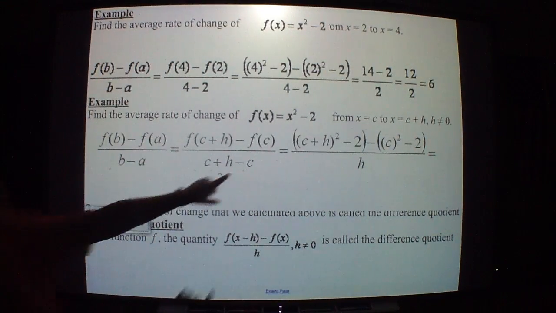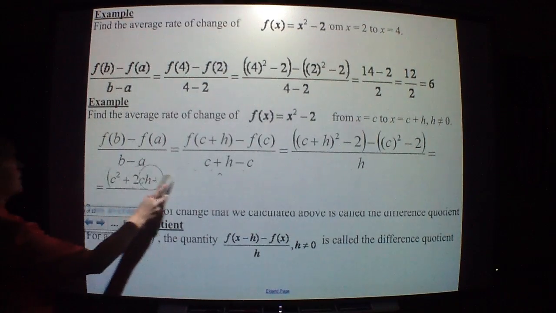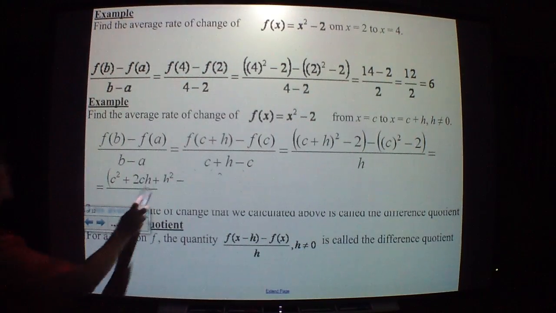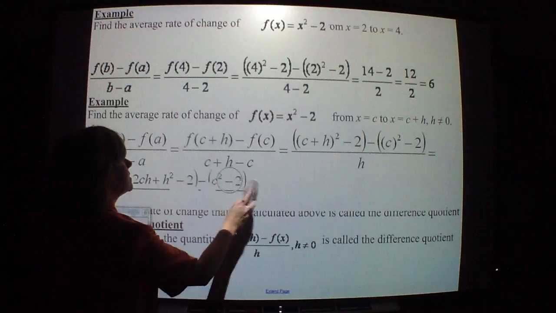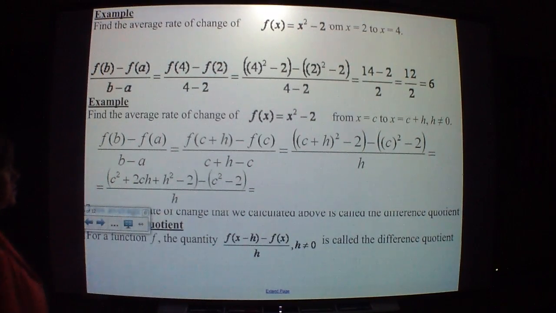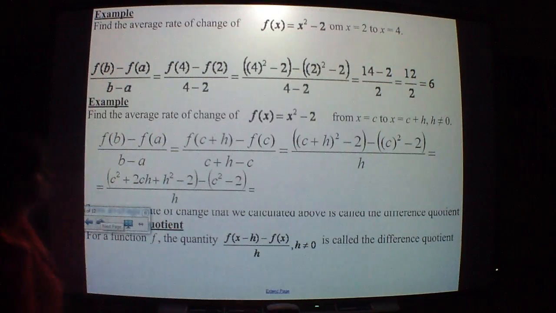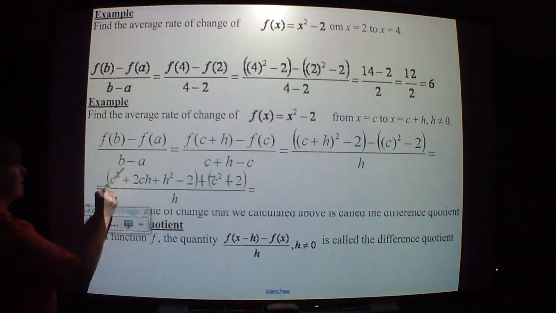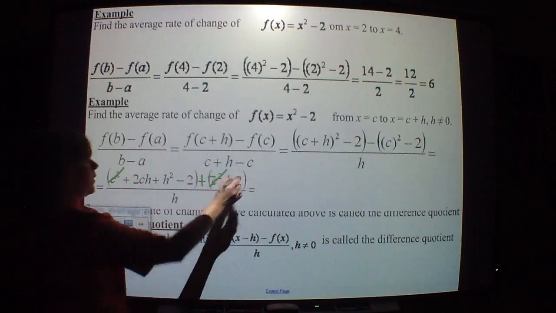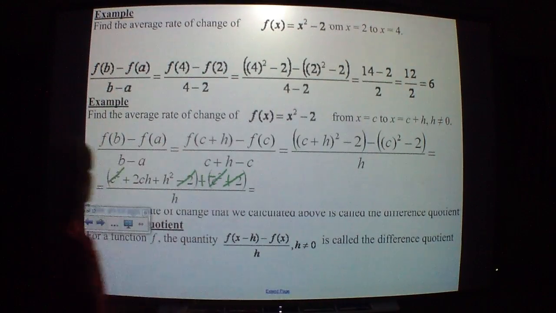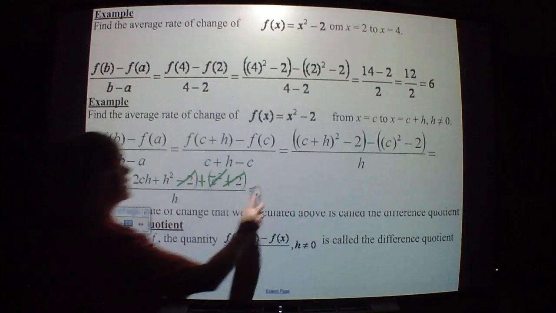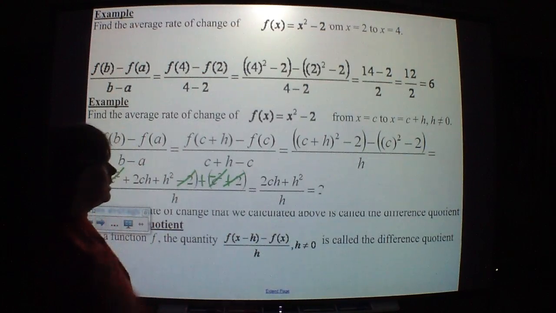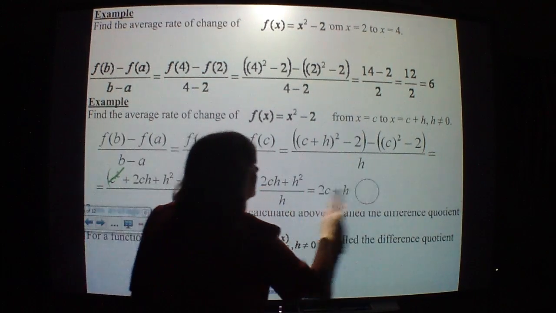If you FOIL that c plus h, you will get c squared plus 2ch plus h squared. And I still got minus 2. And then I have minus c squared plus 2, all over h. This is where I said be careful with that negative. So here's what I'm going to do. Distribute the negative. Notice, positive, negative cancels out. Positive, negative cancels out. So I have 2ch plus h squared over h. I can factor out an h from the top, and then they cancel out. So then I'll have 2c plus h. And I'm done.